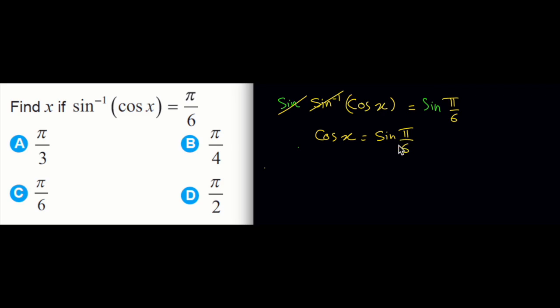And you know that sine pi over 6 equals half. So cosine x equals half. What angle has the cosine equal to 1 over 2? It means x equals 60. And you know that x in radians is pi over 3, as you know that pi is 180. 180 divided by 3 is 60. So the answer is A.